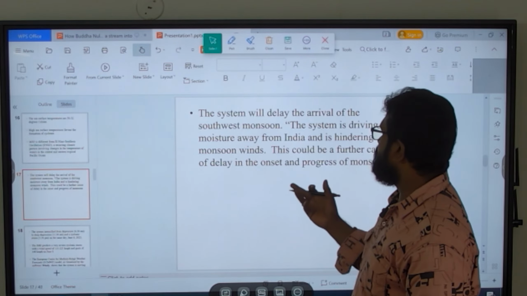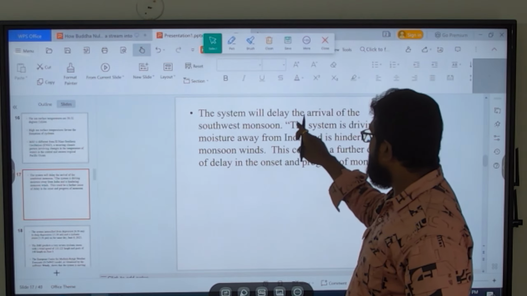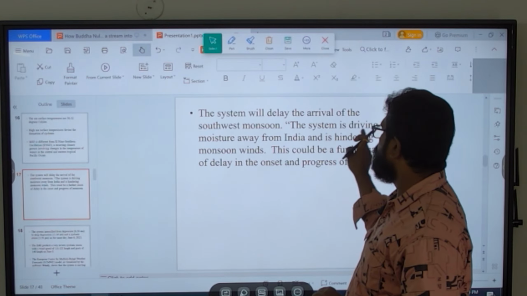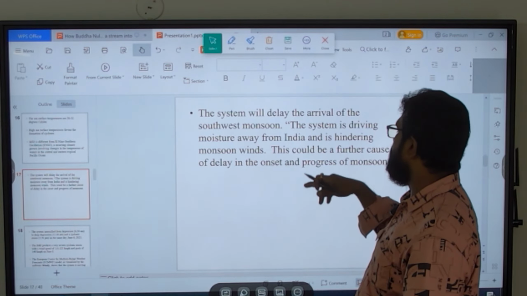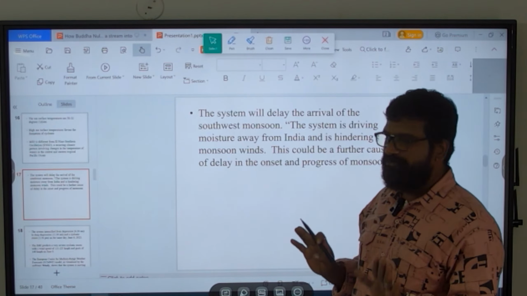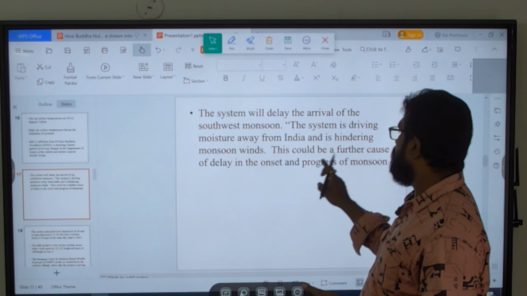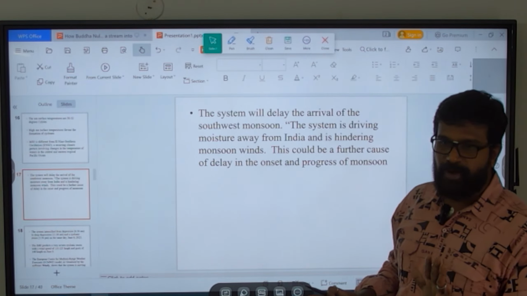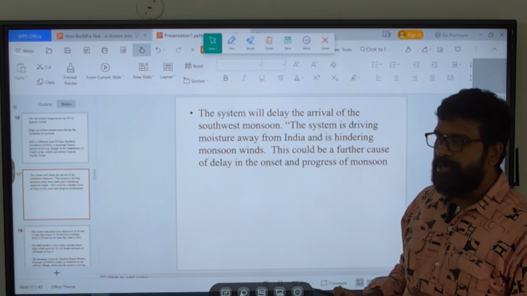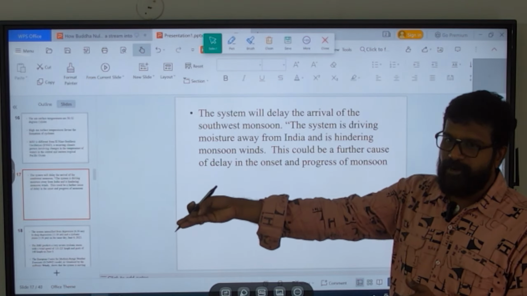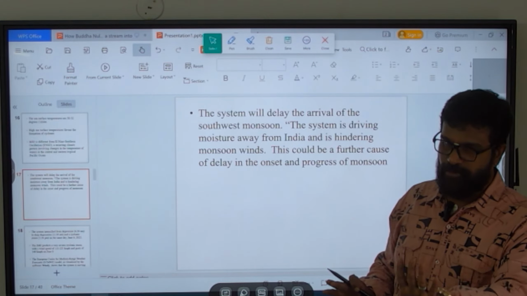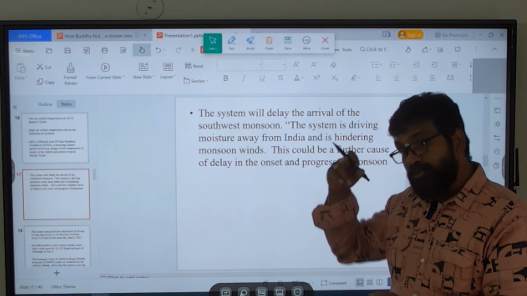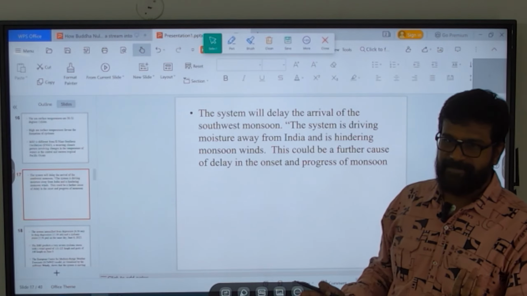So what does the system mean? The cyclone will delay the arrival of the southwest monsoon. The system, that is the cyclone, is driving moisture away from India and is hindering monsoon winds. This could be a further cause of delay in the onset and progress of the monsoon. So this is the problem that we have right now with the Biparjoy cyclone, which formed in the Arabian Sea. So look at here, when a cyclone is strong, the monsoon is weak. When the monsoon is strong, the cyclone is weak.